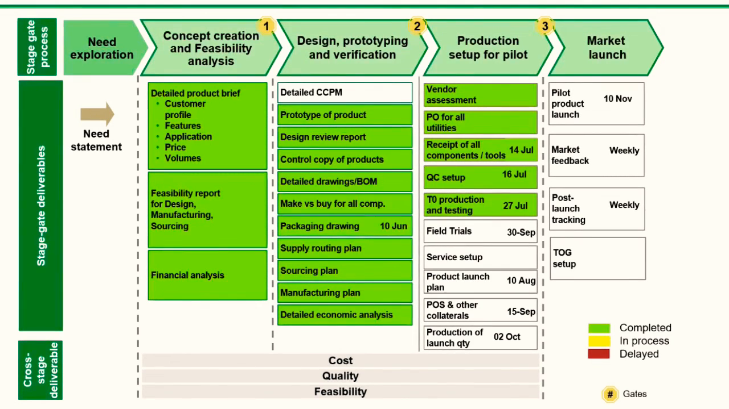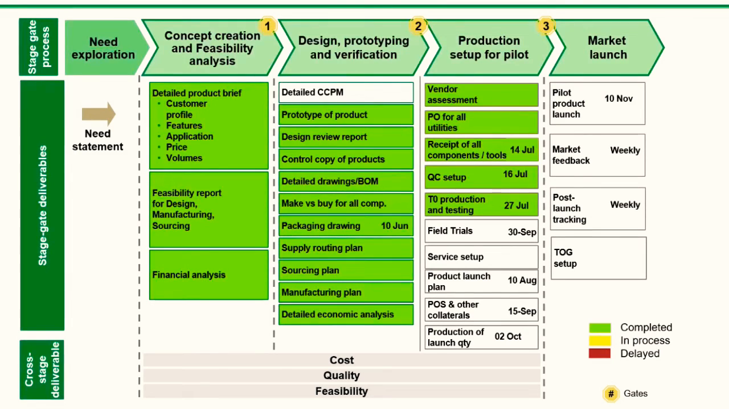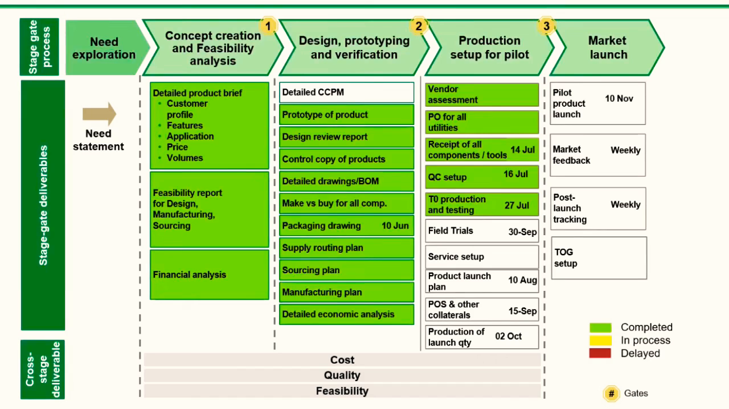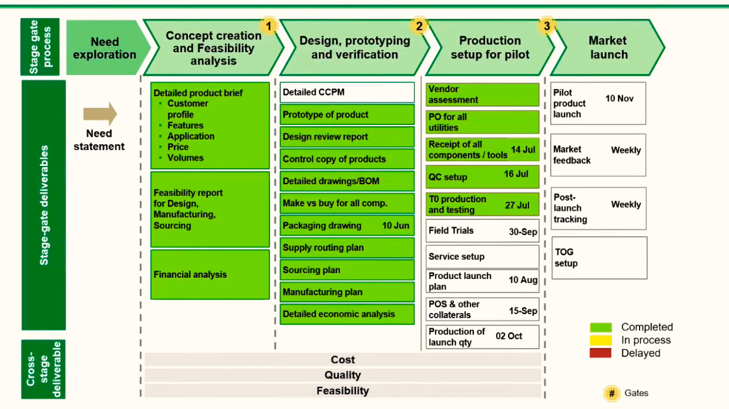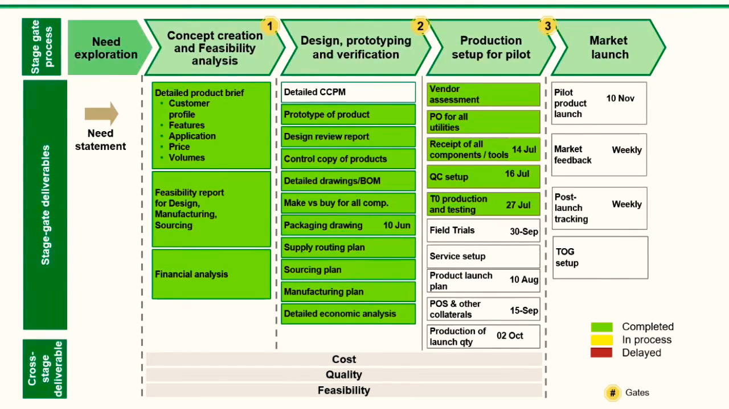An actual working prototype of the product is developed, which is taken into the market and the feedback from the right stakeholders is captured. This feedback is further shared with the design team, and based on this, they release a revised bill of material. Decisions such as make versus buy are made in this stage. Packaging drawing is also released. Various plans such as sourcing, supply routing, manufacturing are made.